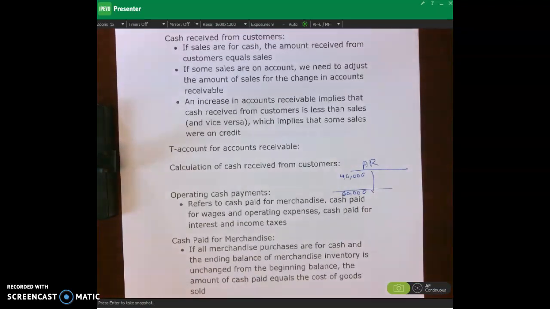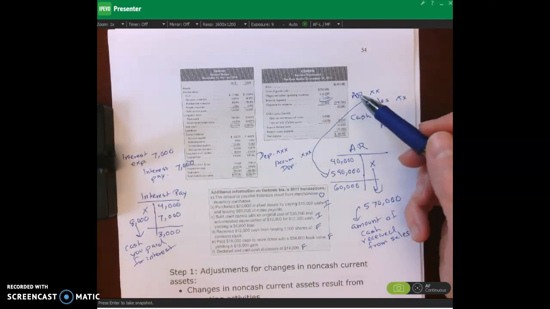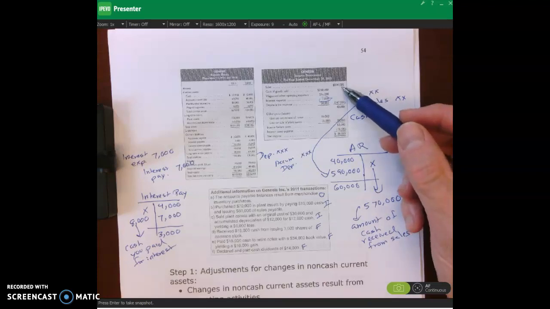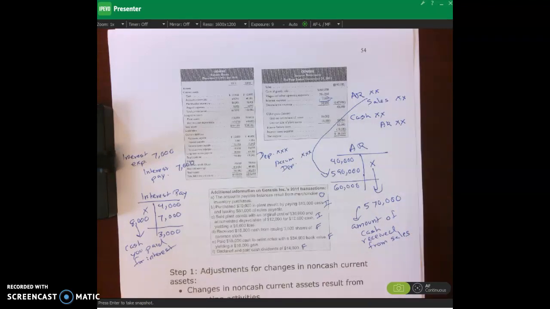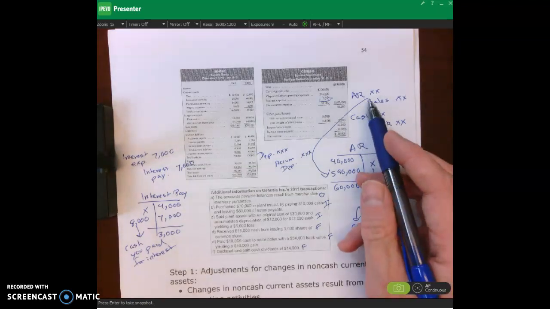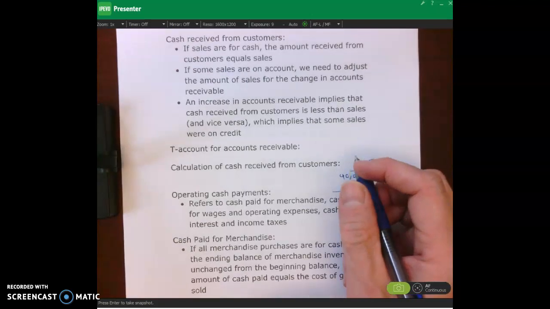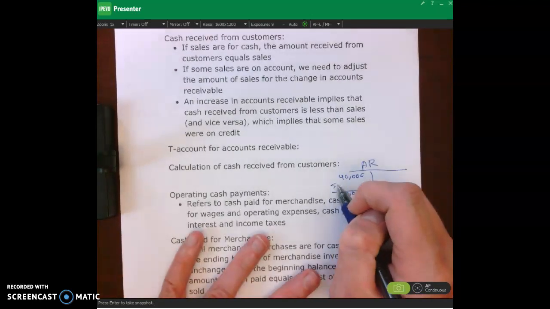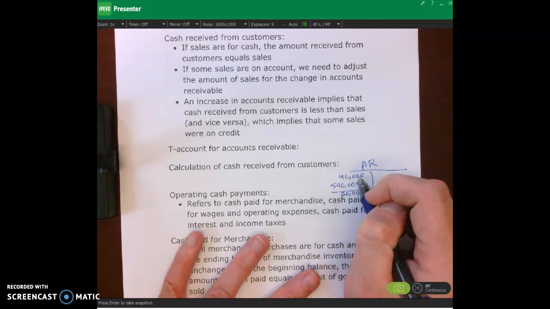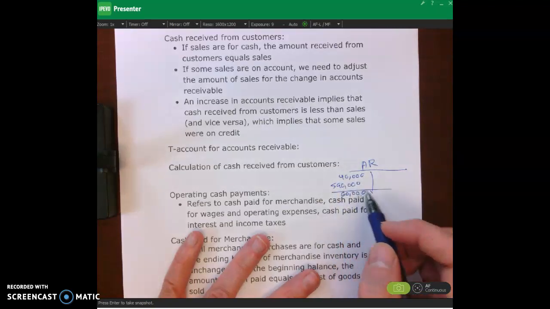And then remember what we talked about in that prior lecture video. What is the journal entry to record a sale on credit or a sale on account? It's debit accounts receivable, credit sales. So this credit to sales right over here, $590, but the corresponding debit is to accounts receivable, like what we talked about before. So I can put my $590 right over here. So I have my beginning accounts receivable, my sales, my ending accounts receivable.